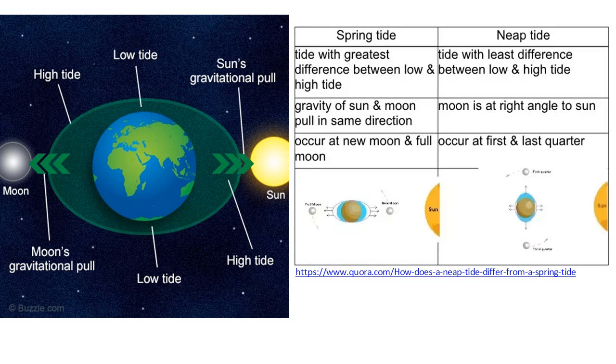So, we have here two types of tide, the spring tide and neap tide. Spring tide with greatest difference between low and high tide. Gravity of sun and moon pull in the same direction, occur at new moon and full moon. Take note. Neap tide with least difference between low and high tide. Moon is at the right angle of the sun. Please look at the illustration below. And it occur at the first quarter and last quarter moon.